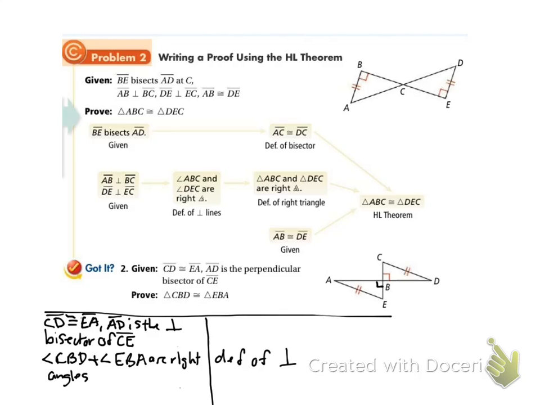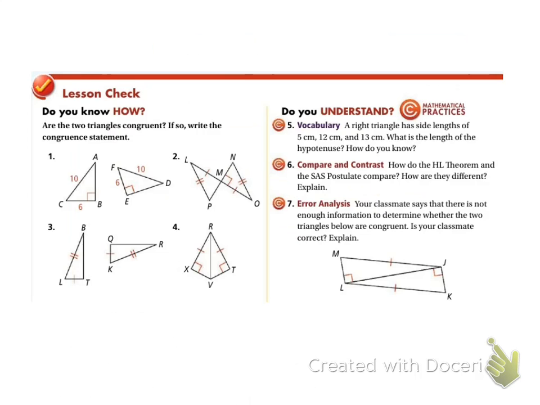The other part of that given that I didn't use is the bisector. So remember, bisector means that it splits it into two equal parts. So I can say CB is congruent to BE, and that's by the definition of bisector. Sort of running out of room down here, but now I can say triangle CBD is congruent to triangle EBA by HL. And there's your homework.